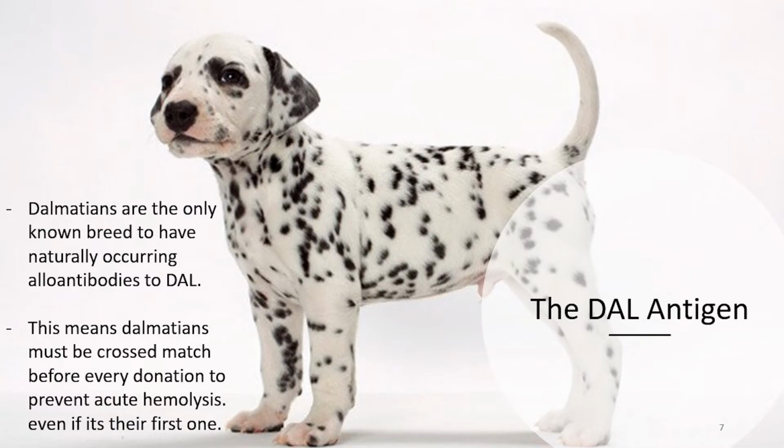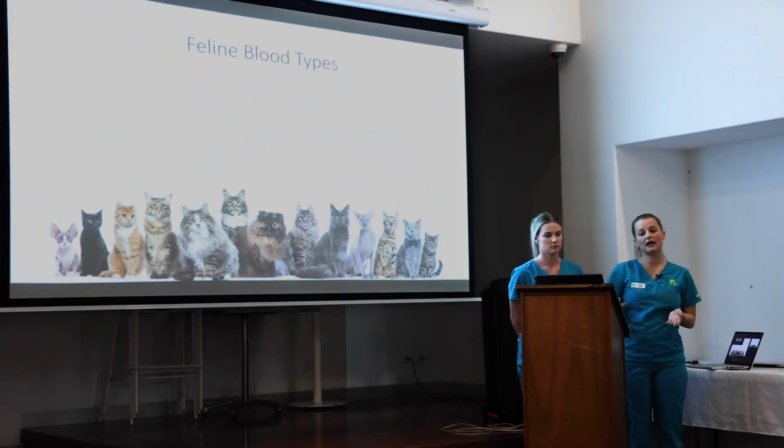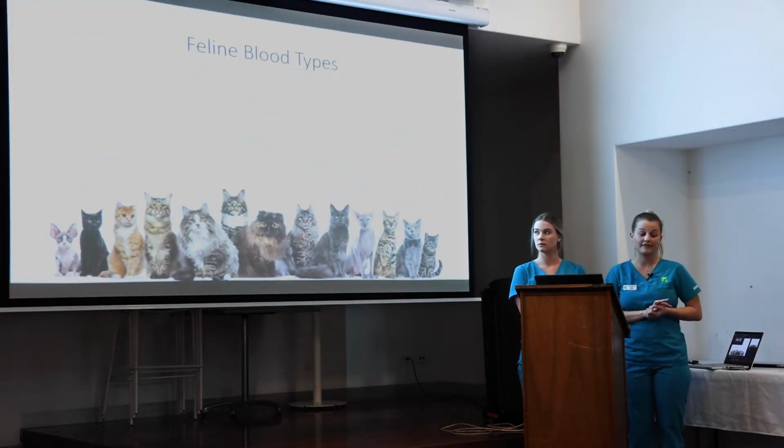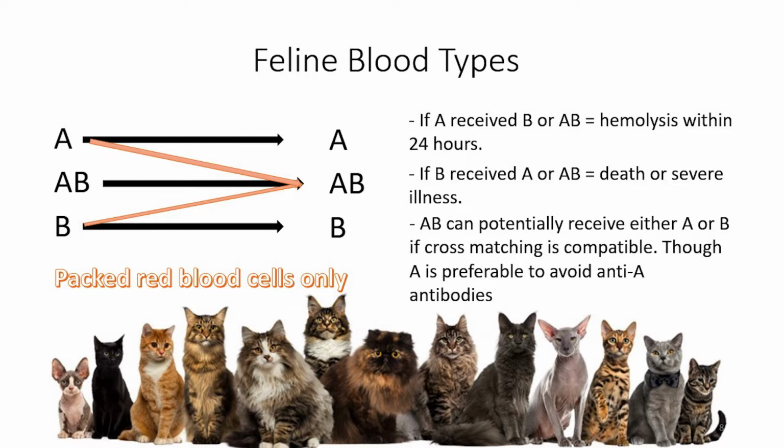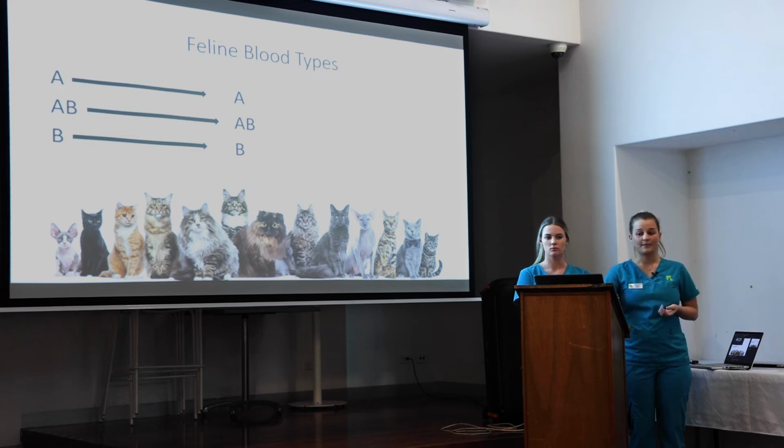Now, feline blood types. Unlike canines, felines do have naturally occurring alloantibodies, and incompatibility reactions can be moderate to severe depending on the type that the donor is and the type that the recipient is. There are 3 feline blood types. They are A, AB, and B. Generally speaking, A should only receive A, B should only receive B, and AB should only receive AB. If A were to receive B or AB, it would cause delayed hemolysis.